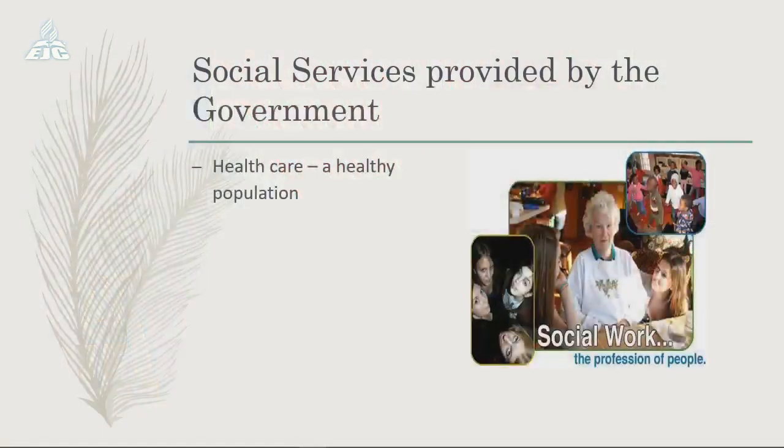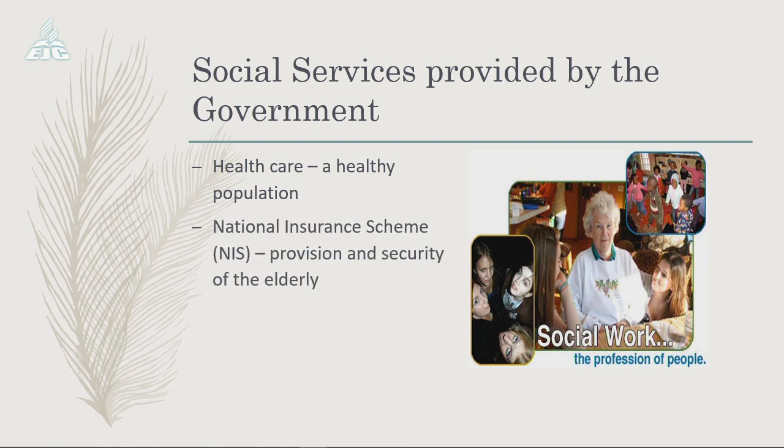So they provide healthcare, especially now for those COVID patients. For those who are unable to take care of themselves at home with the COVID, they are placed in special facilities where they are cared for. Good? So we benefit in terms of health care. The other way we benefit is through what is called the National Insurance Scheme. And we normally hear our parents talk about NIS, right? Good. National Insurance Scheme. And this is the provision and security of the elderly.